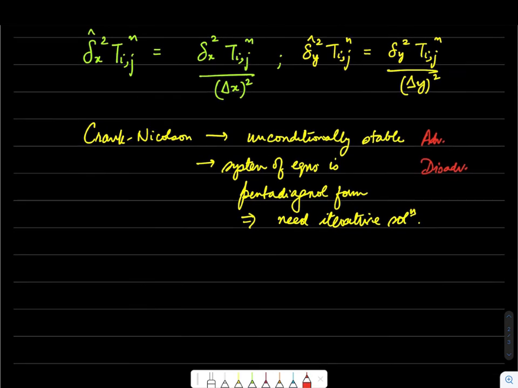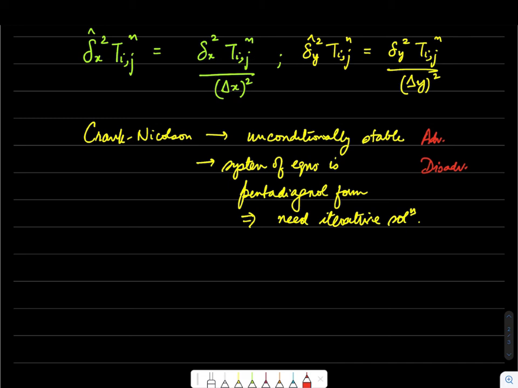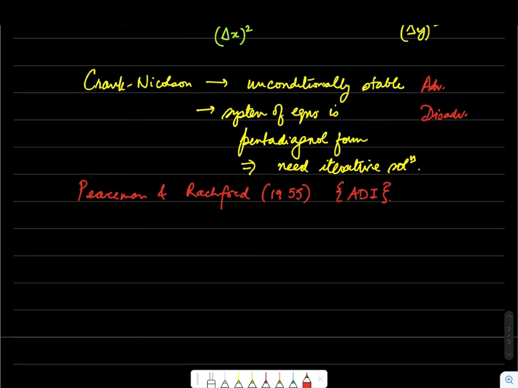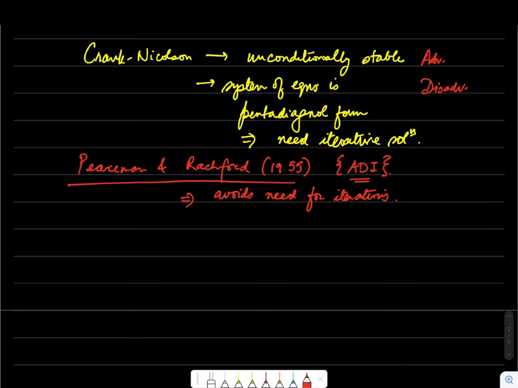So now, to avoid this iterative solution process, a solution method was proposed by Peaceman and Rachford. This was in 1955, and this is in many ways a variant of ADI. It's a two-step method which avoids the need for iterations for the two-dimensional problem. And the way it works is that we divide our solution process into two steps.